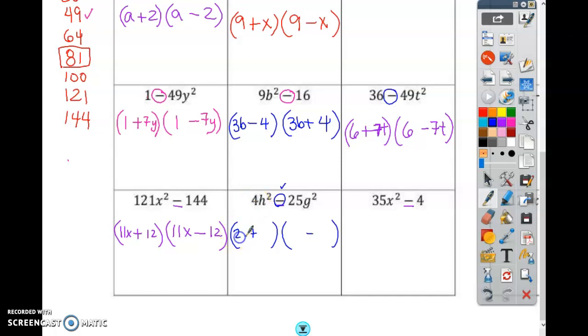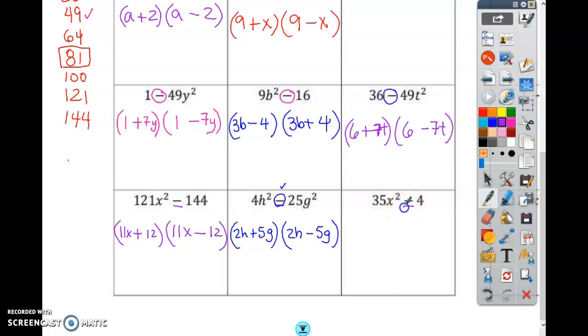4 is 2 times 2. H squared is h times h. 25 we said is 5 and 5. And g squared is g times g. So it works for both.